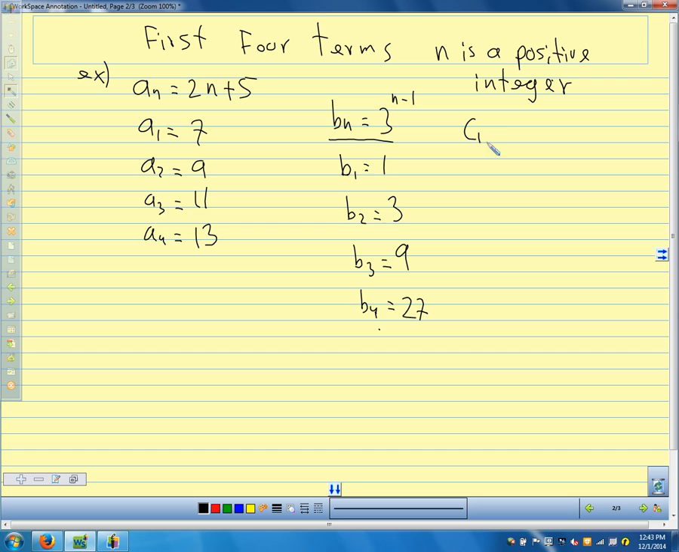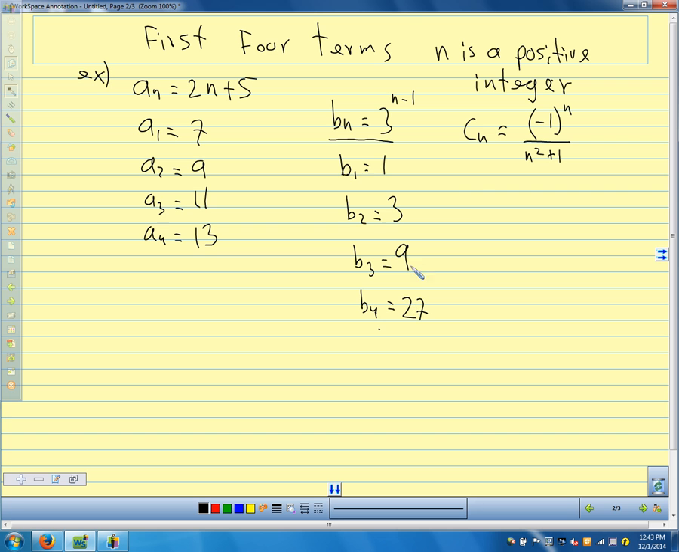Let's do one more. C sub n is minus 1 to the n power over n squared plus 1. What's this minus 1 to the n going to make this sequence do? What's minus 1 to the 1 power? Negative 1. What's minus 1 to the second power? Positive 1. What's minus 1 to the third power? Negative 1. So it's going to make it alternate signs, positive and negative. So anytime you have negative 1 to the nth power, you're going to have an alternating sign.